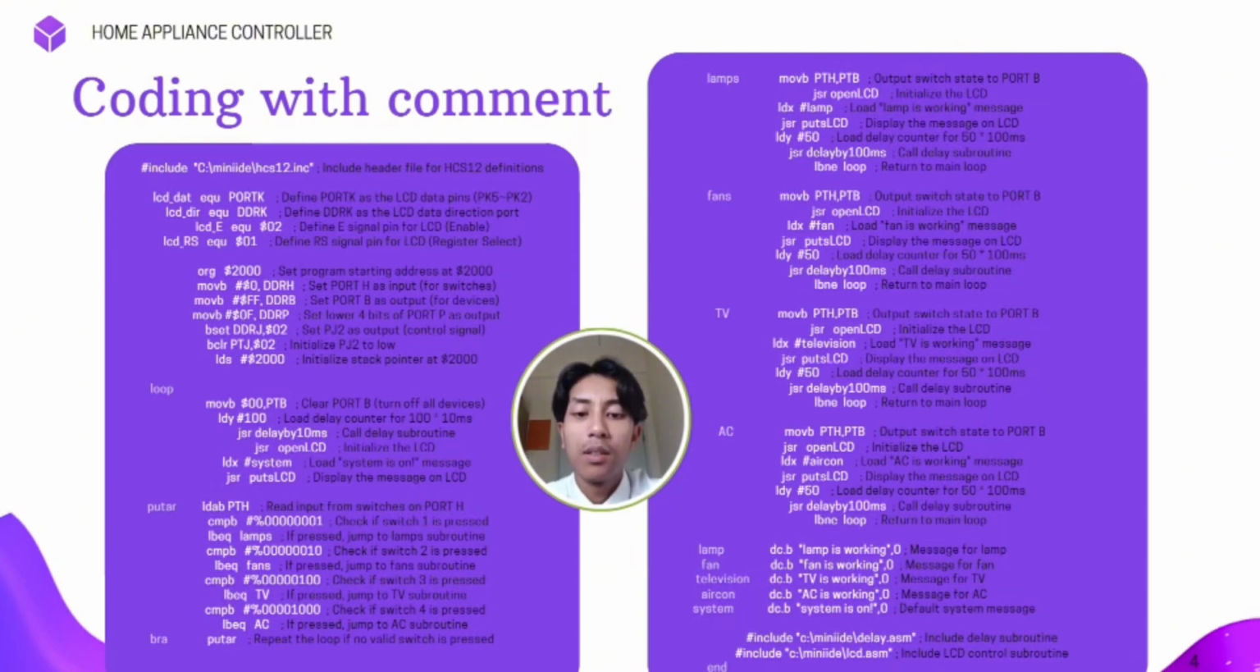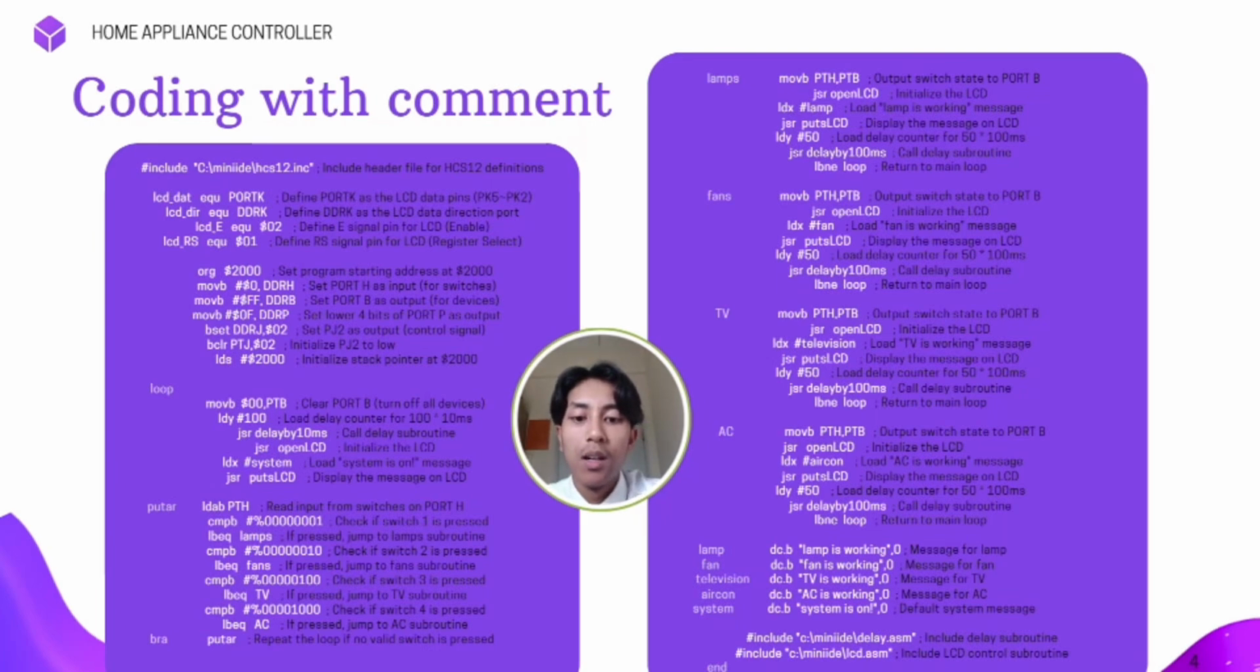This part is about switch input detection. The program will check the state of the switches connected to port H. If a switch is pressed, it will be detected by comparing the input with specific binary values. For example, switch 1 is 00000001, and switch 2, switch 3, and switch 4 have their own binary values respectively.